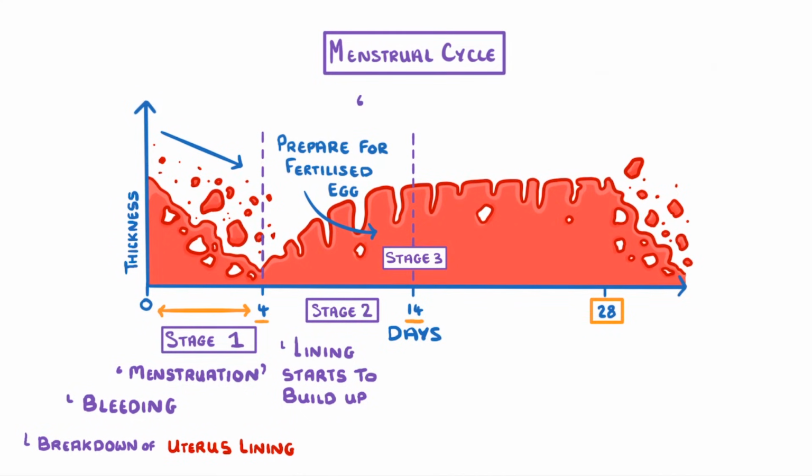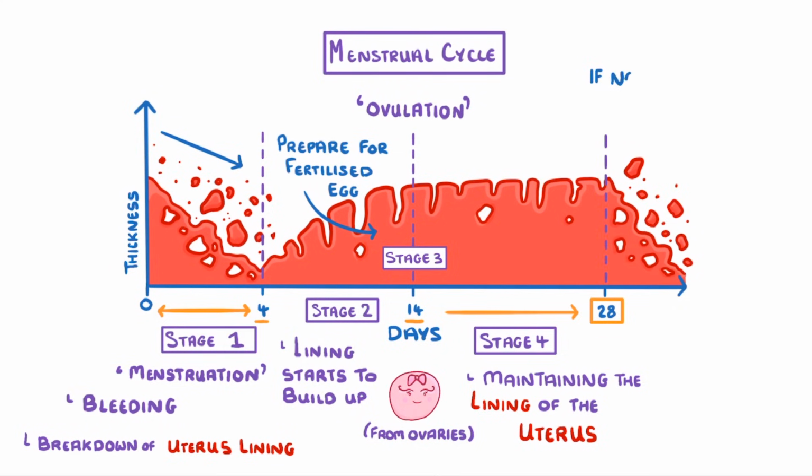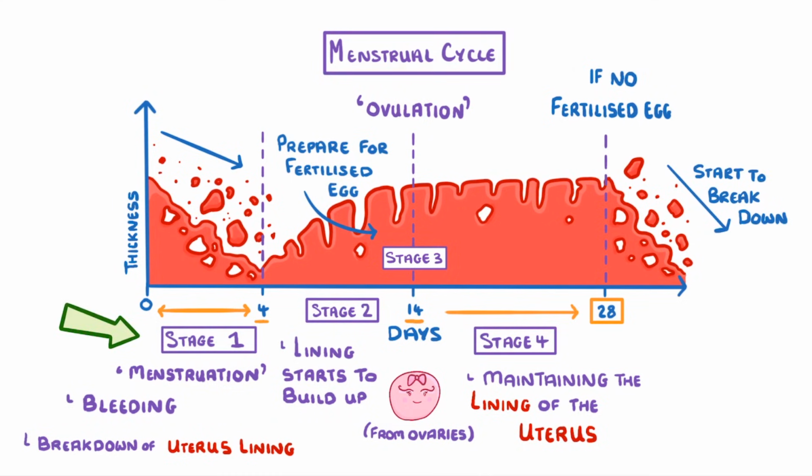Stage 3 is ovulation. This takes place in a single day, and involves the egg being released from one of the ovaries. Stage 4, though, stretches all the way to day 28, and it involves maintaining the lining of the uterus. Once we get to the end of the cycle, if no fertilized egg has made it to the uterus, then the uterus wall would start to break down. So it would be back to stage 1, and the whole cycle would repeat.